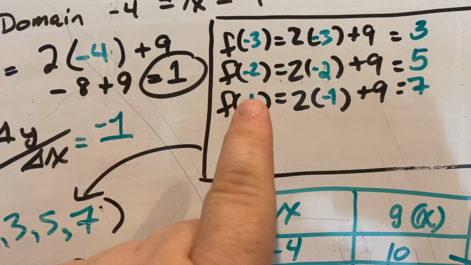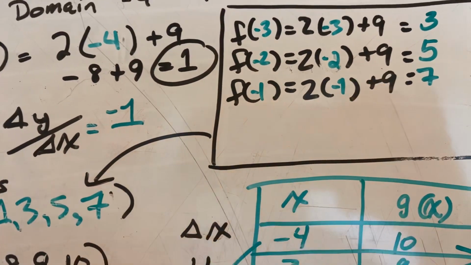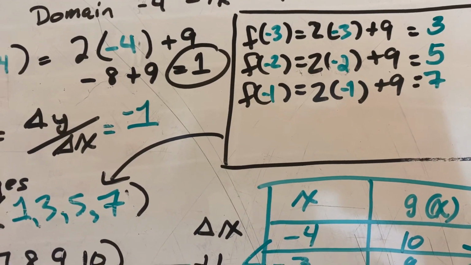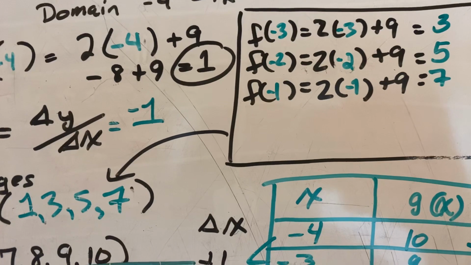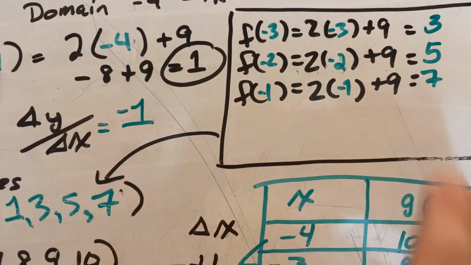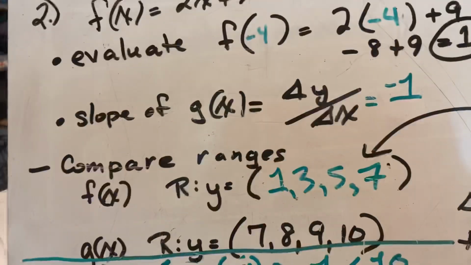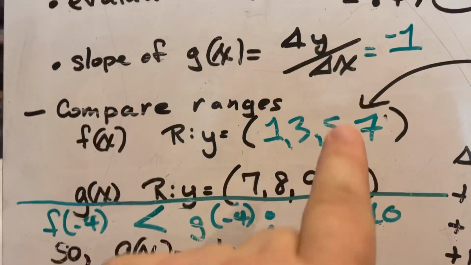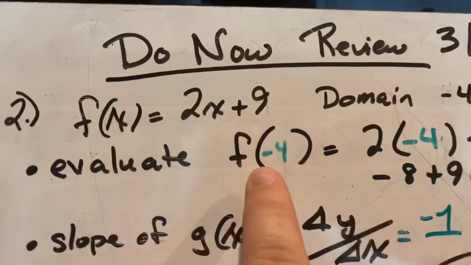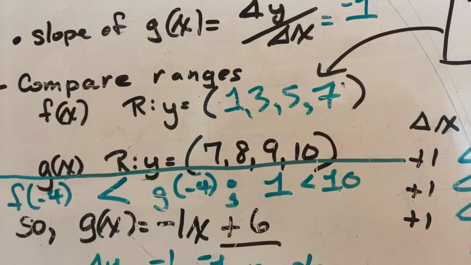2 times, f of -2, 2 times -2 is -4. -4 plus 9 is 5. And lastly, -1, negative one. So you plug it in and then you multiply. 2 times -1 is -2 plus 9 is 7. And so that 3, 5, 7 is where I got the range right here of 3, 5, 7. Where did the 1 come from? That's when we had substituted in the 4 and we got 1. Okay, so everyone's good on filling that in.